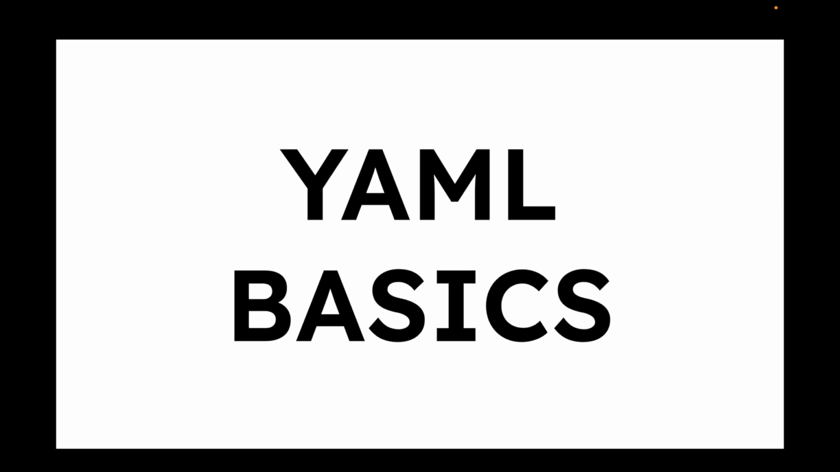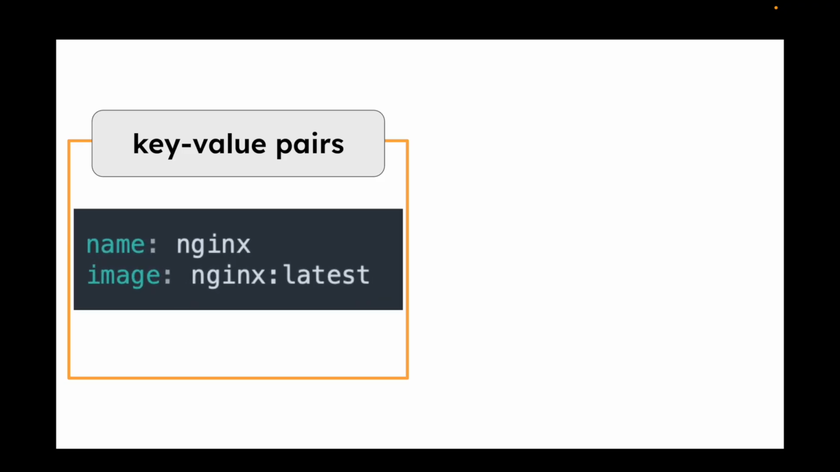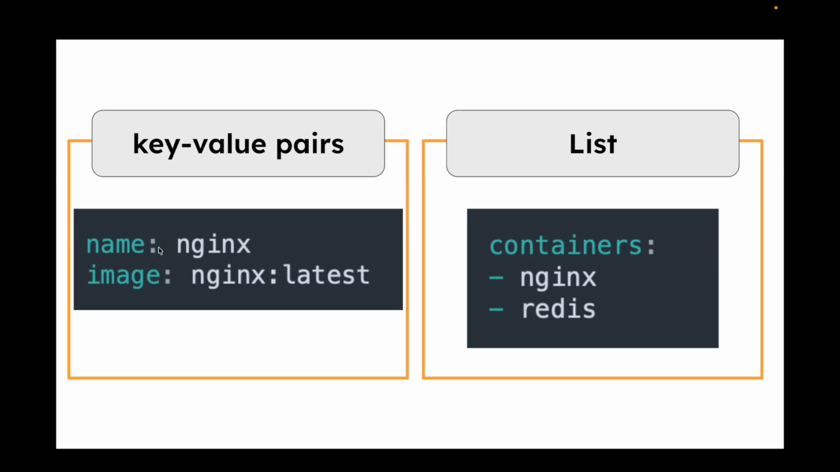Alright, the first thing you need to know is that YAML is incredibly simple. It consists of mainly two things. One is your key value pairs. So think of the key value pair as answering a simple question. The key tells us what we are describing and the value tells us the actual information. So here in this case, name is the key, Nginx is the value, image is the key, nginx:latest is the value. Now always remember the value appears after the colon. That's it.